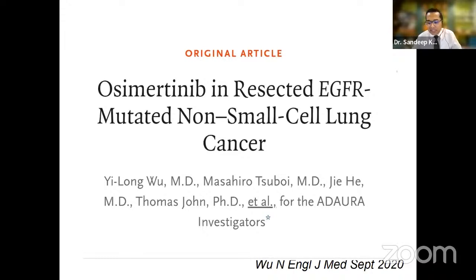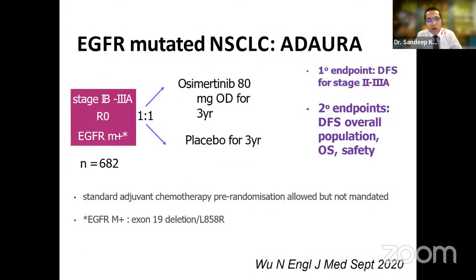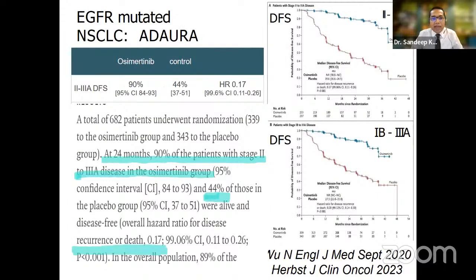So osimertinib was tested head on. After the resection, osimertinib versus placebo, the primary endpoint was DFS for stage 2 and stage 3 that we all know, and the secondary endpoints were DFS for the overall population and the overall survival as well. So again, you can see here the curves are very well separating. A total of 682 patients underwent randomization.